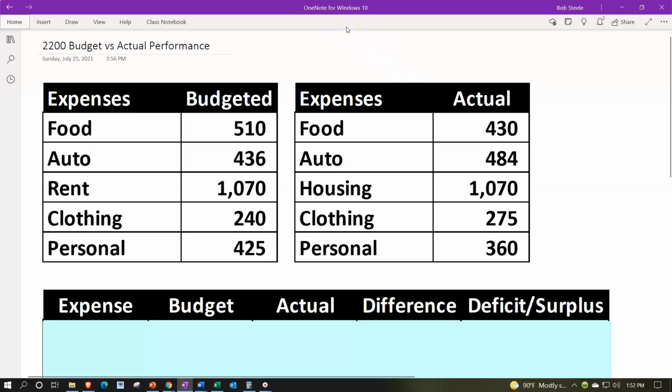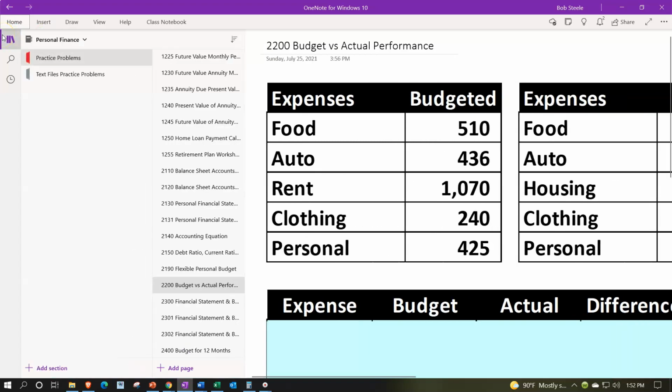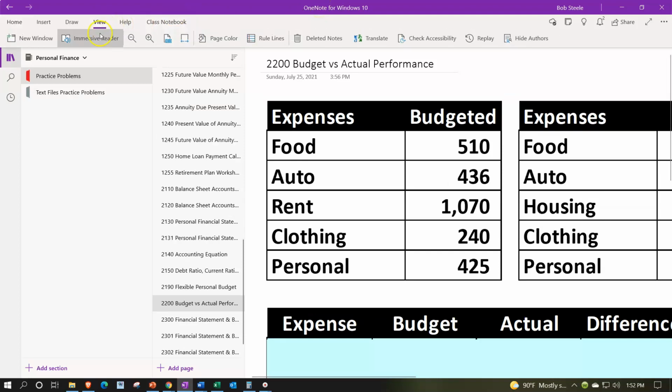If you have access to OneNote and would like to follow along, you're not required to, but if you would like to, we're in the icon on the left-hand side, the Practice Problems tab down in the 2200 Budget versus Actual Performance tab. Also note, when using OneNote, take a look at the Immersive Reader tool. Our practice problems will also be in the text area with the same name, same number, but with transcripts that can be translated into multiple different languages and either listened to or read in them.